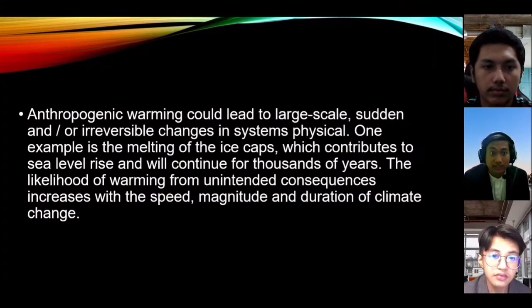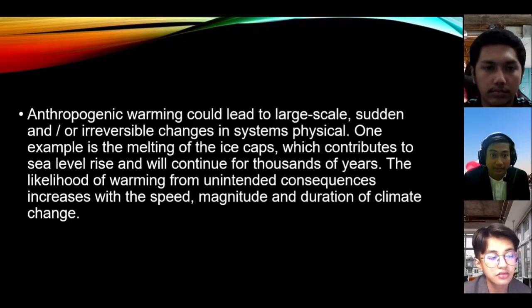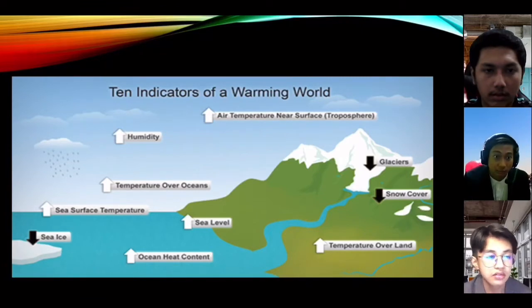Anthropogenic warming could lead to large-scale, sudden or irreversible changes in the physical system. One example is the melting of the ice caps, which contributes to sea level rise and will continue for thousands of years. The likelihood of unintended consequences from warming increases with the speed, magnitude, and duration of the climate change. These are graphs that show 10 indicators of a warming world.